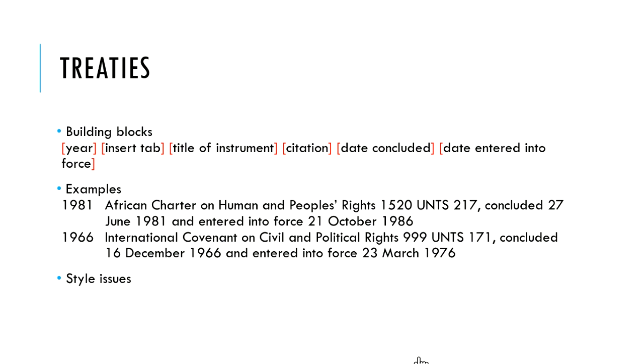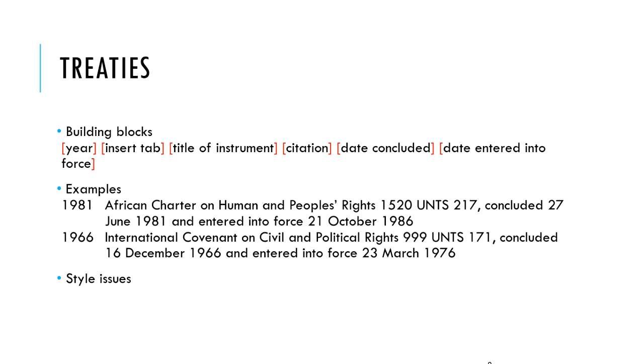I've included 2 examples for you. I think it was apt to include the African Charter on Human and Peoples' Rights, or the Banjul Charter, since we are an African university with an emphasis on an African outlook. But I've also included the International Covenant on Civil and Political Rights as an example not of a regional human rights instrument, but of a United Nations human rights instrument.